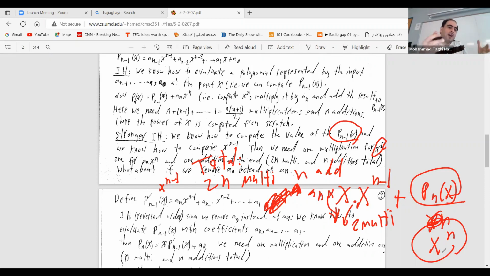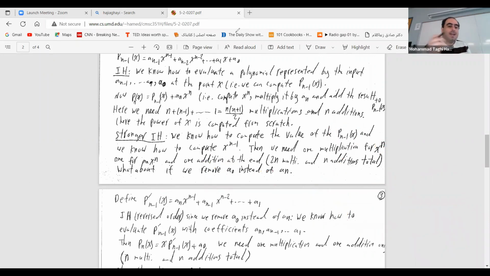And again, this induction is very similar to a recursive algorithm. Whenever you have induction, you can turn it into an algorithm by just writing a recursive algorithm. You have been taught about recursive algorithms in previous courses, correct? Good. Now we have 2n multiplications and n additions. Can we do a little bit better than that?